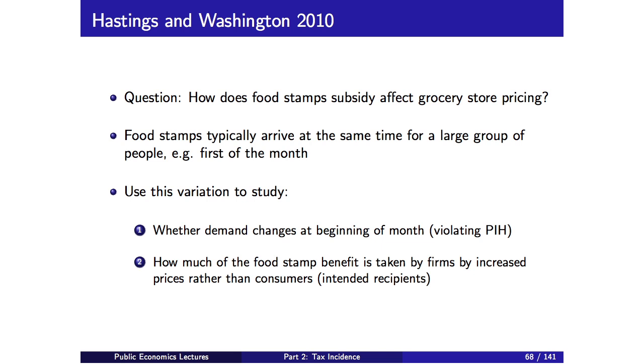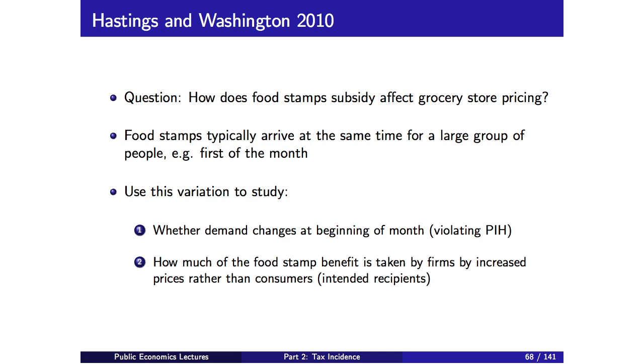Now, the key fact that you need to know for this is that food stamps typically arrive at the same time for a large group of people. Everybody, for example, gets their food stamps on the 1st of the month or the 8th of the month or something like that. It varies across places. Because of that, you basically get a big demand shock at the beginning of the month. You see this anecdotally: grocery stores know that they need to stock up at the beginning of the month, especially in high poverty areas, because lots of people are going to come in to buy stuff when they get their food stamps.